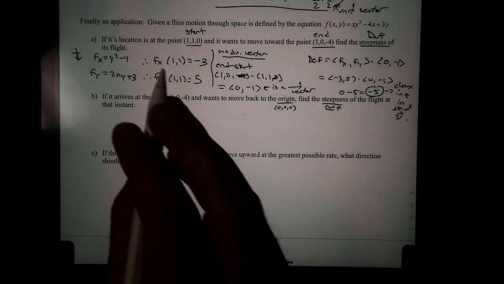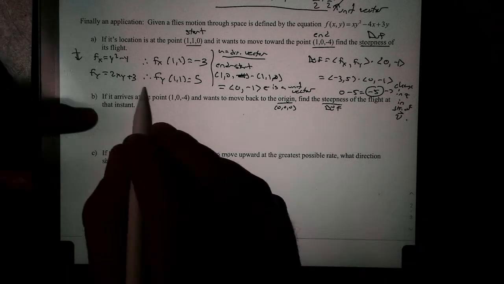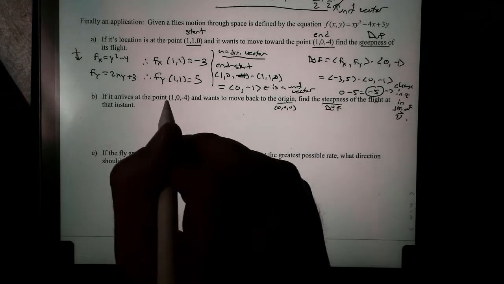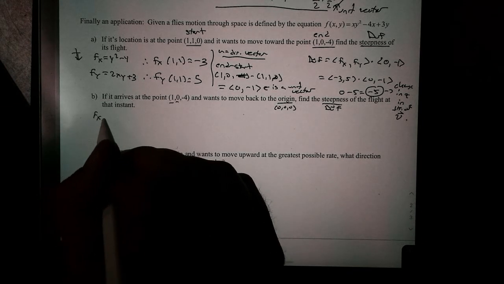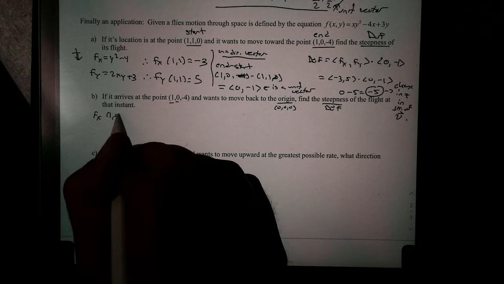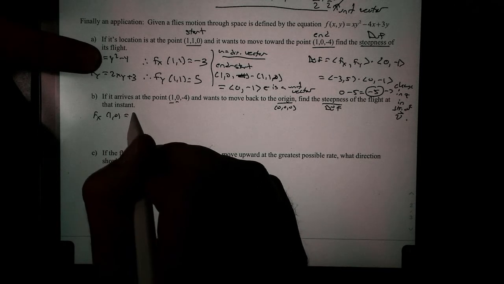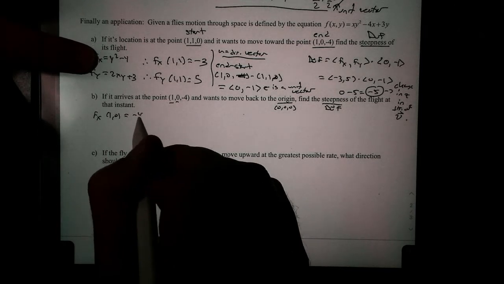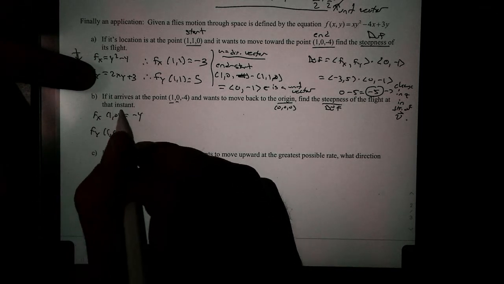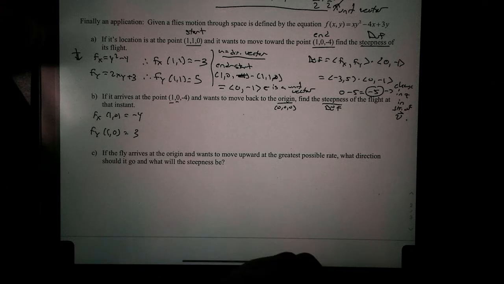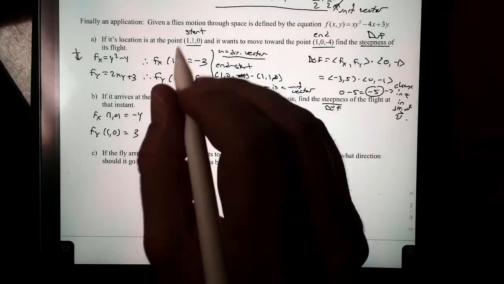So let's go and find our partials. Now our partials are basically the same, but now my starting point is going to be f of (1, 0). So I want to find the partial with respect to x at (1, 0), plugging the 1 and 0 in. I'm just going to get -4 here. My partial with respect to y at (1, 0) is just going to be, of course, 3.